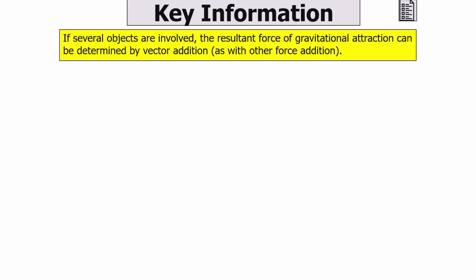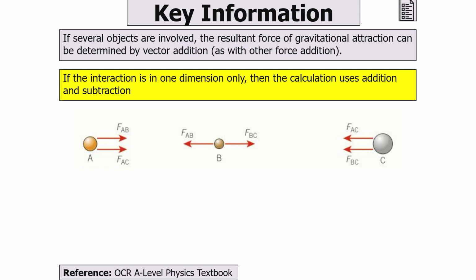Now, if several objects are involved, the resultant force of gravitational attraction can be determined by vector addition, as with other force additions. So if the interaction is in one dimension only, then the calculation uses addition and subtraction. So for example, the force on A here is FA plus FAB plus FAC. The force on B is FBC minus FAB. And the force on C is minus FAC minus FBC.